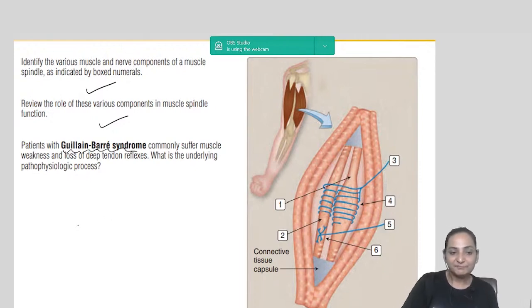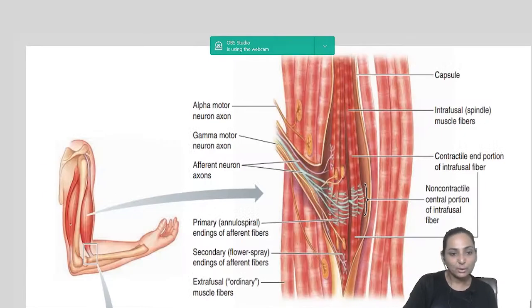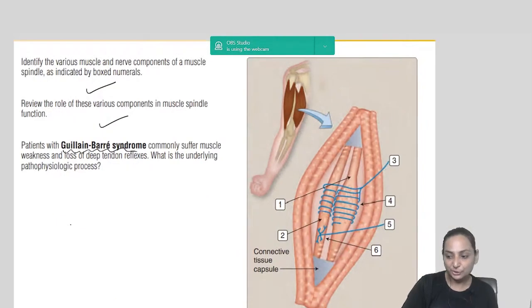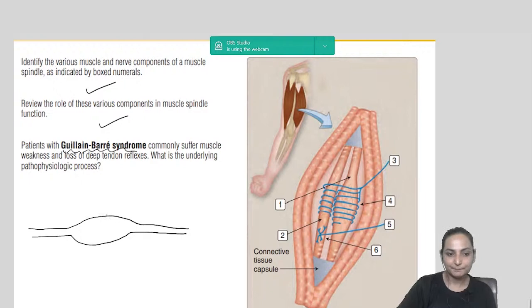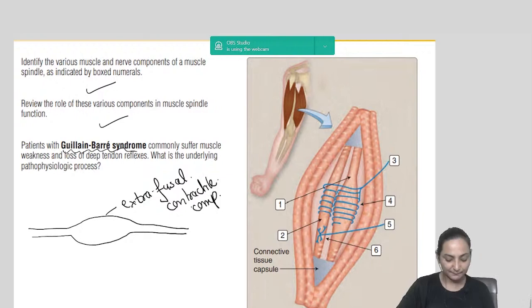Before I start teaching you in detail, let me clarify one thing which is very confusing to us. This is the structure of the skeletal muscle. This is the extrafusal muscle fiber, which basically consists of the contractile components, that is actin and myosin.